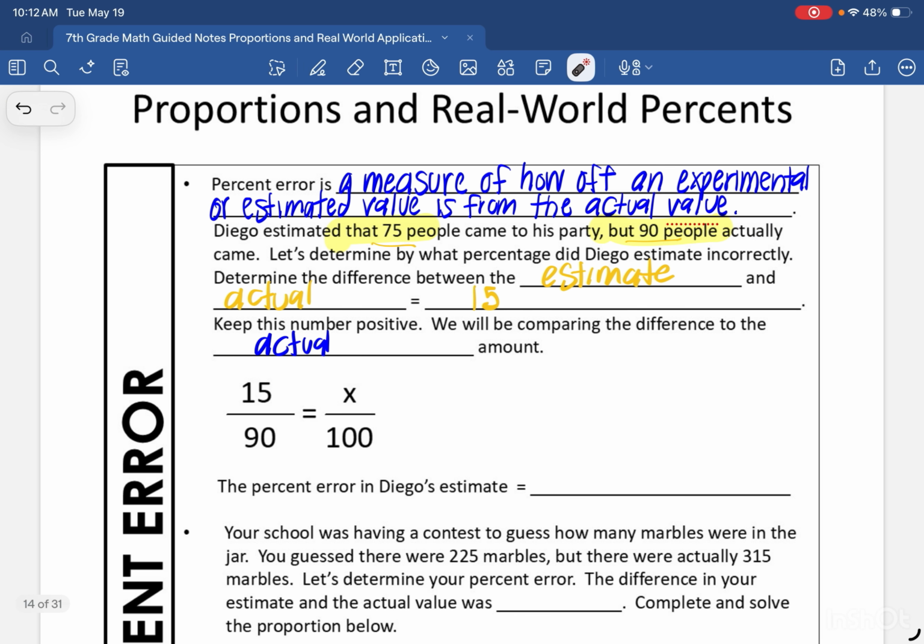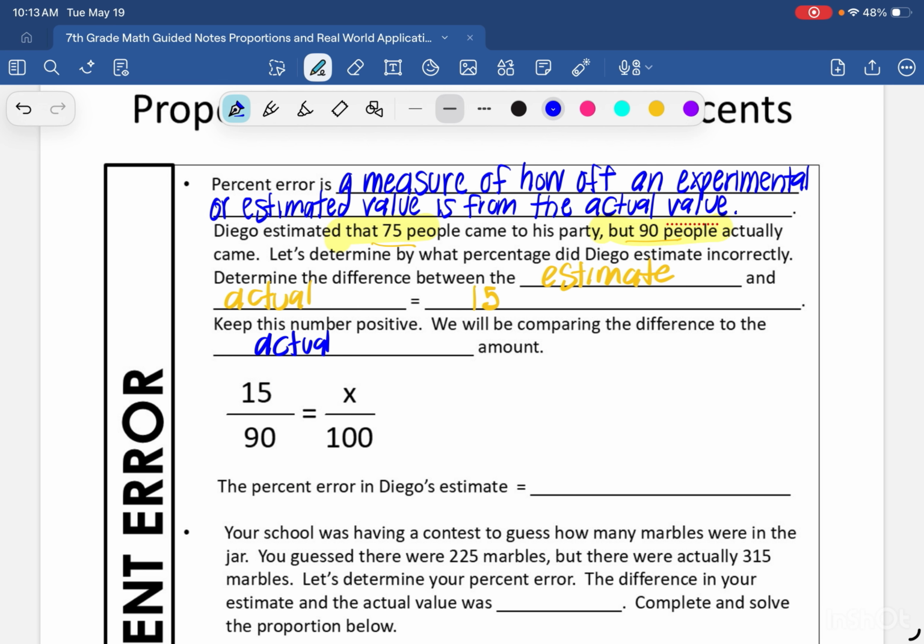So looking at this proportion right here, we have my percent that I'm trying to figure out. The actual amount, meaning the people that actually came, was 90, right? Before with percent change, it was the original. We're figuring out the actual, which is very similar. And then here is my change, or my error amount. So my error was 15, my actual was 90. So I'm going to solve it the same way. I have my variable here in the numerator. I'm going to multiply each side by 100. So I have 15 times 100 divided by 90, and that is about 17%.